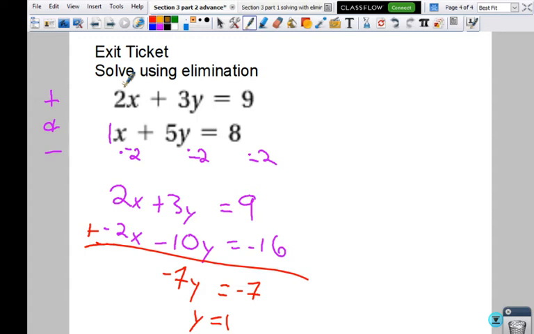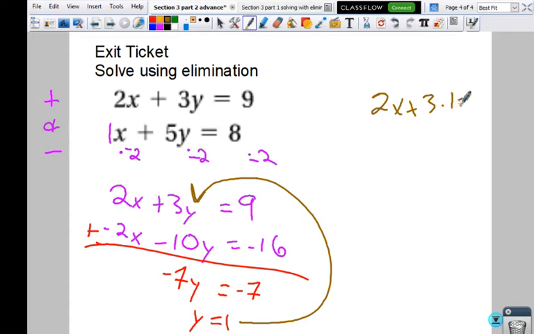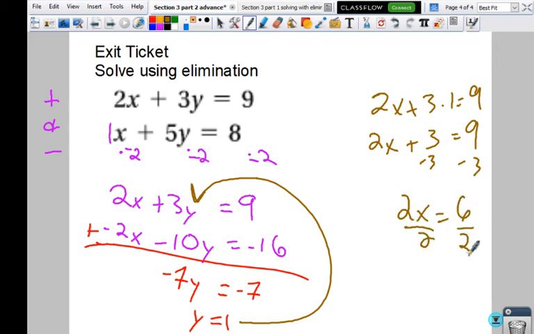Alright. I did 2x plus 3 times 1 equals 9. So you plugged it back into the top one. Yes. Yeah, right there. Okay, so 2x plus 3 equals 9, and then 3 take away from 9 is 6, and then 6 divided by 2 is 3. See? Easy peasy lemon squeezy. Let's get out of here.